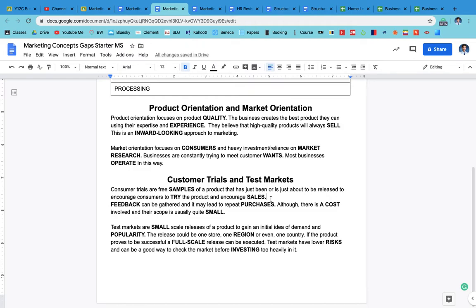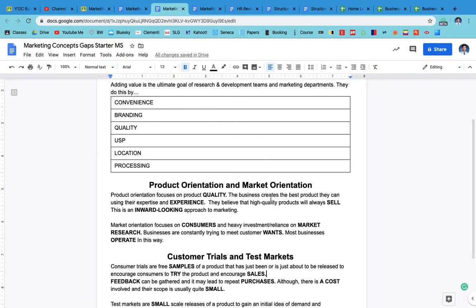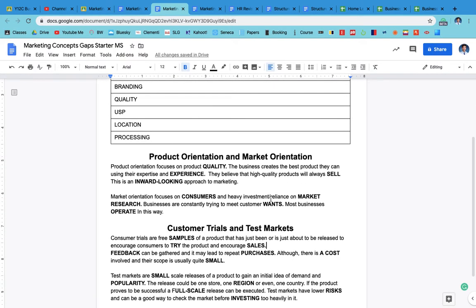These are good when you're talking about entering new markets, maybe dynamic markets, anything about research or entering new markets. Then you can talk about customer trials and test markets as ways to test the water before jumping in and investing a lot of time and money. So that's task one today: an easy bit of revision on adding value, orientation, and trials and test markets.